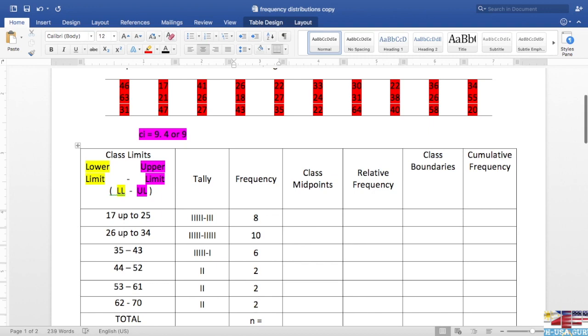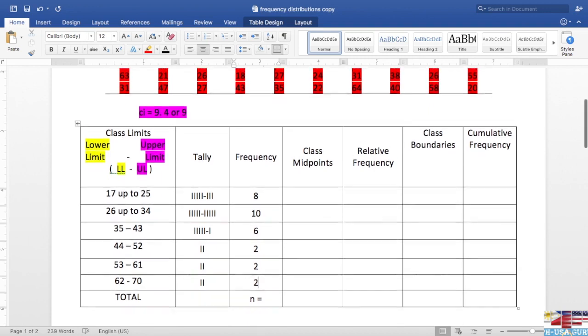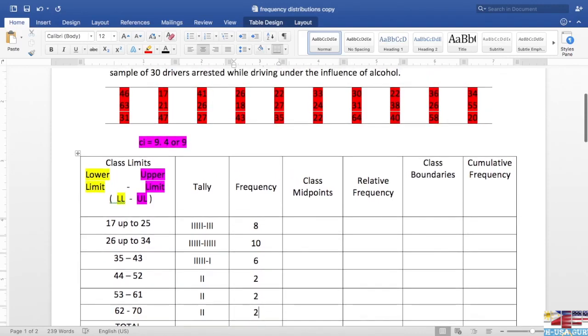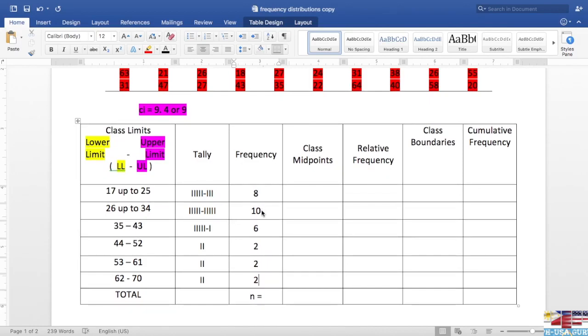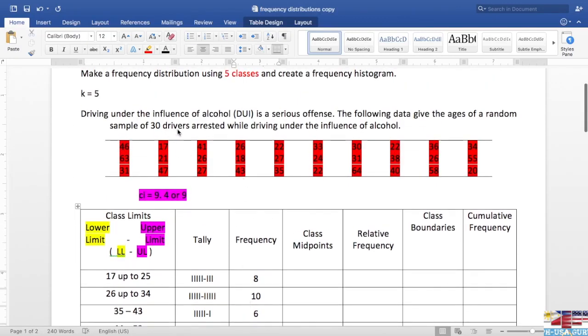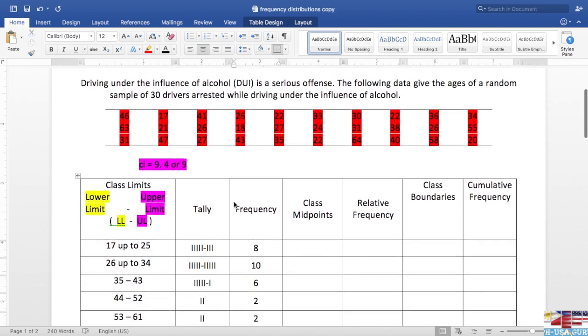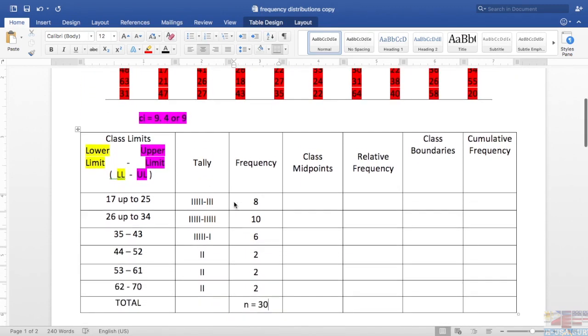Now, how would you know if you counted the frequency or your respondents correctly? You have to add 8 plus 10, that is 18, plus 6 is 24, plus 2, 26, plus 2, 28, plus 2 is 30. So that is perfect. That is exact. Our N or sample respondents is 30 drivers arrested while driving under the influence of alcohol.